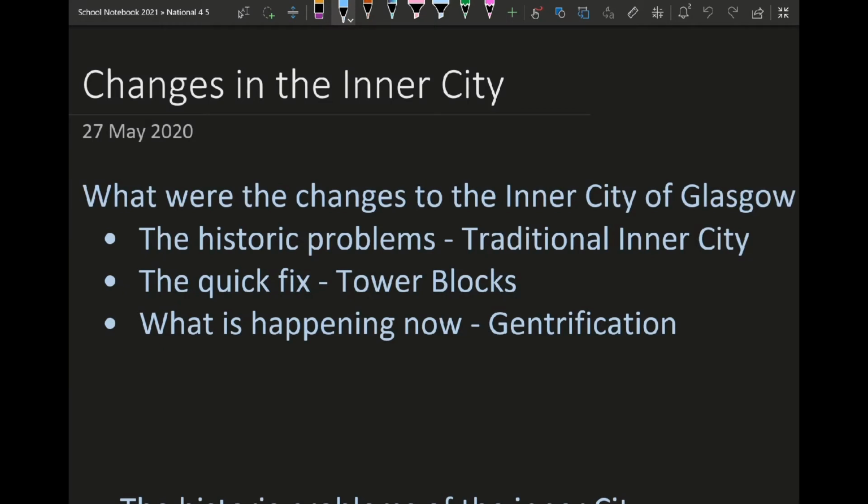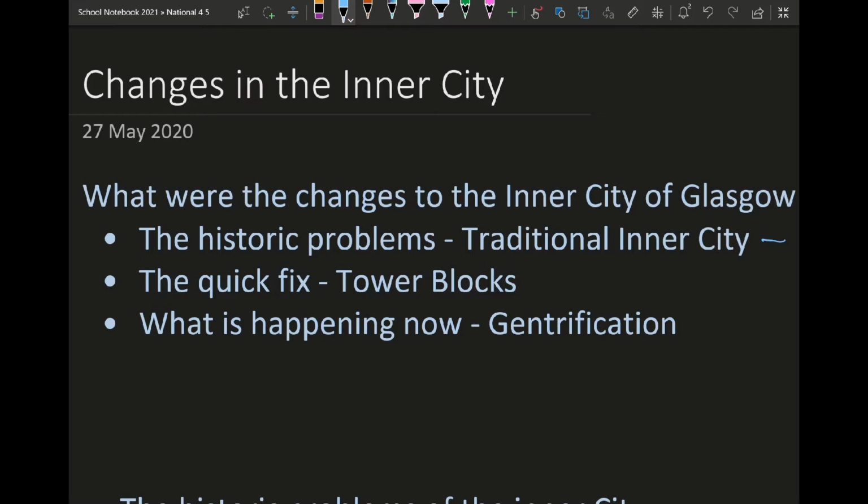This lesson is about the changes in the inner city that have happened for our location, which is Glasgow. This has happened in quite a few cities and towns like Edinburgh, Dundee and Aberdeen over the years as well. And really, as we said, recent changes are around the last 30 years or so, although for historical context, we can't get away from the problems that happened before that.